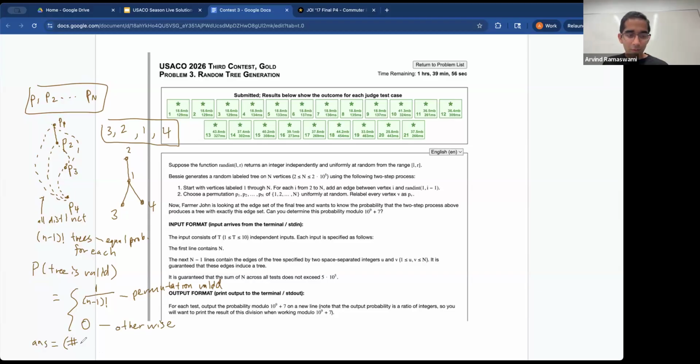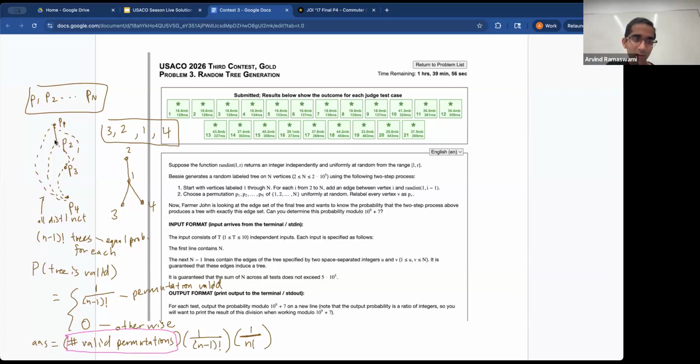So the answer is going to be the number of valid permutations times 1 over n minus 1 factorial times 1 over n factorial, right? So the answer is a number of valid permutations times 1 over n minus 1 factorial times 1 over n factorial. So it suffices to just count the number of valid permutations, right?